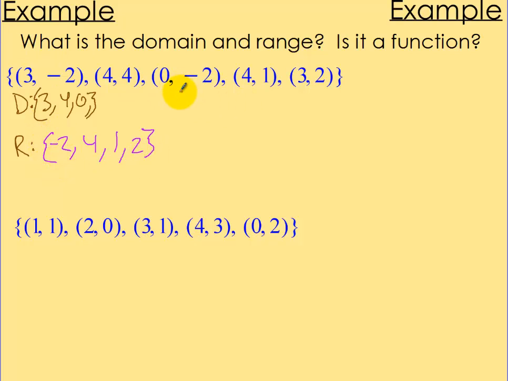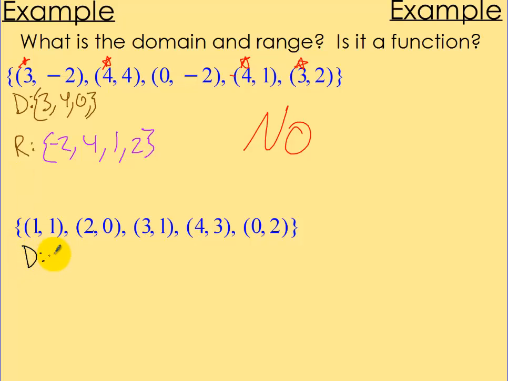Is this a function? Well, for every x, we can only have one y value. But it's not a function because we have these two ordered pairs, which mess it up. So for the same x, 4, we have different y values, or outputs, 4 and 1. And what also messes it up is these two ordered pairs, because we have the same x value but different y values. So is this a function? No. Now the bottom one.